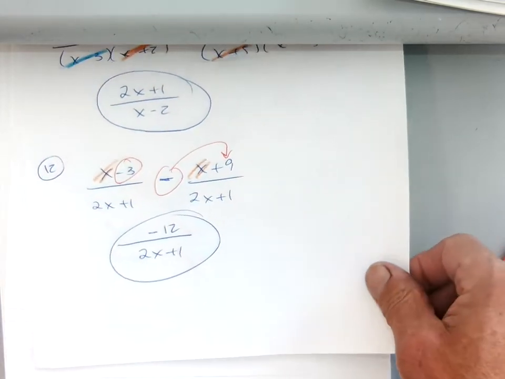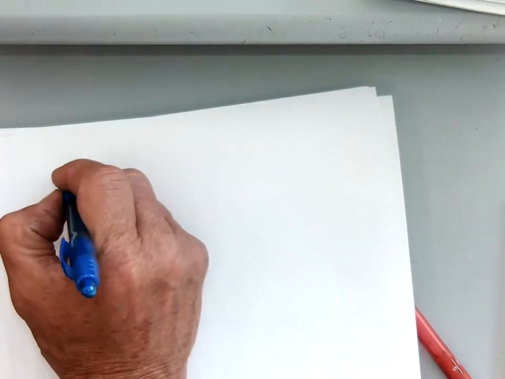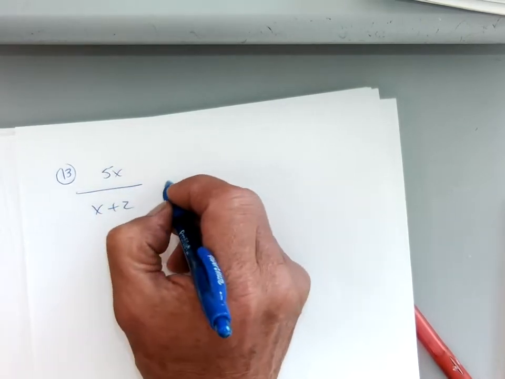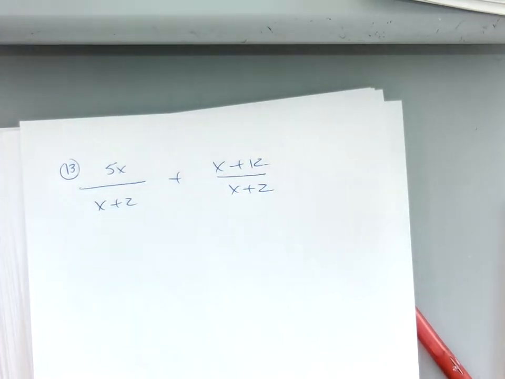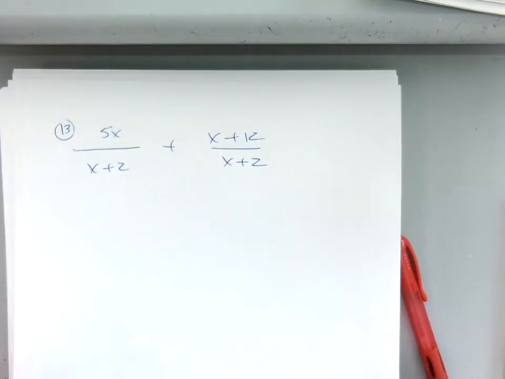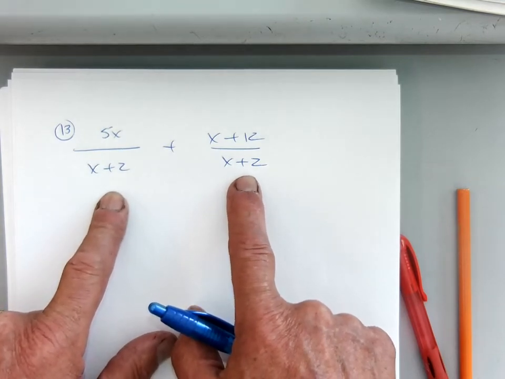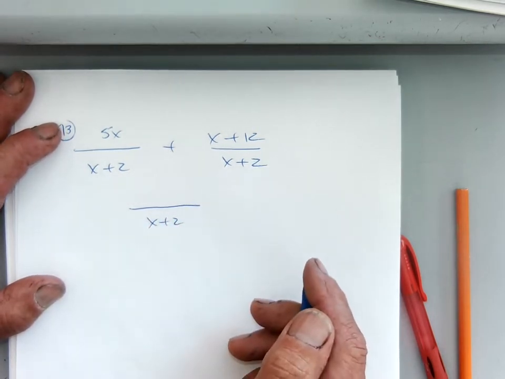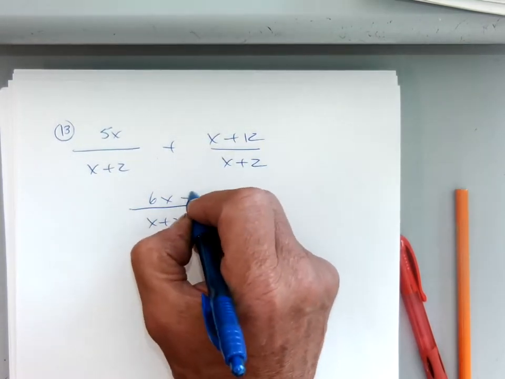Okay. All right, you ready for number 13? Okay, let's take a look at number 13. All right, number 13 is 5x over x plus 2 plus x plus 12 over x plus 2. Okay, thank you. So, we're adding, and when you add two fractions, you need a common denominator, which we have, don't we? We've got a common denominator of x plus 2. And then let's just add the numerators. I'm going to have a 6x plus 12.